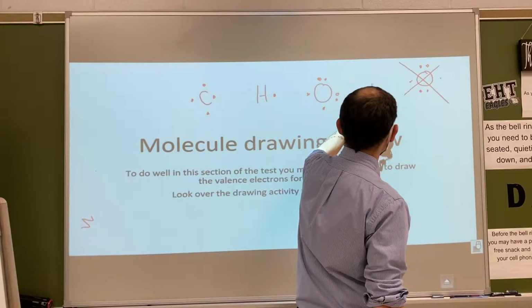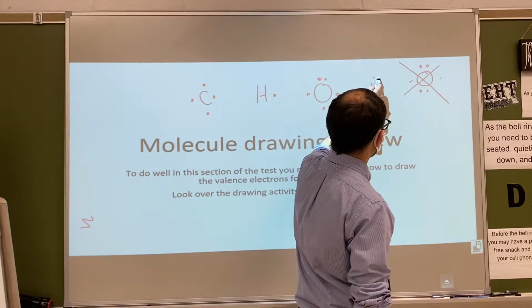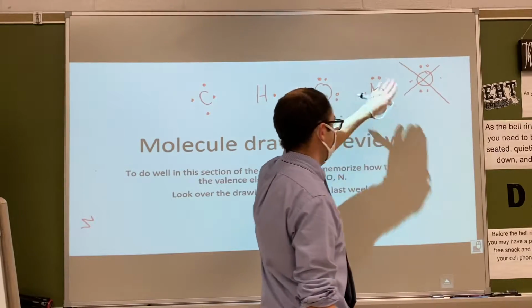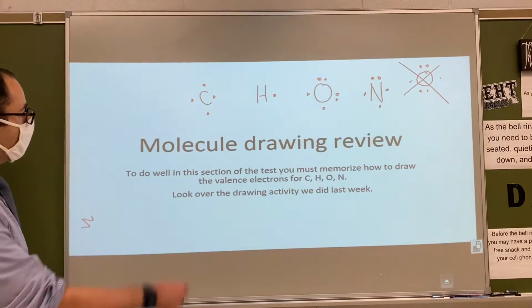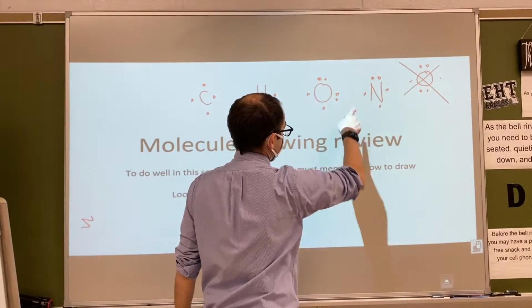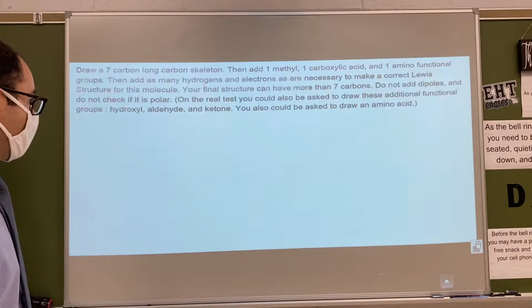And then for nitrogen, how many dots does it have? 5, good, yeah, 5. You could put 2, the 2 can be on any side, it doesn't matter. So we have carbon with 4, hydrogen with 1, oxygen with 6, nitrogen with 5. Those are the ones we need to use, all right?